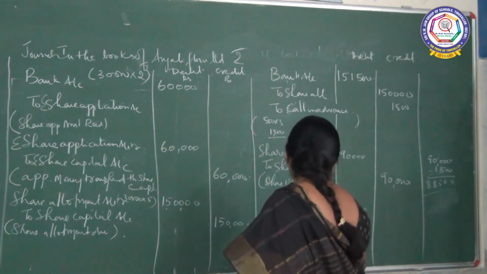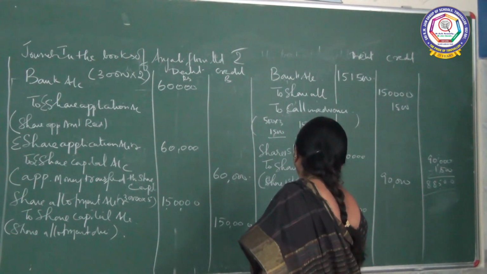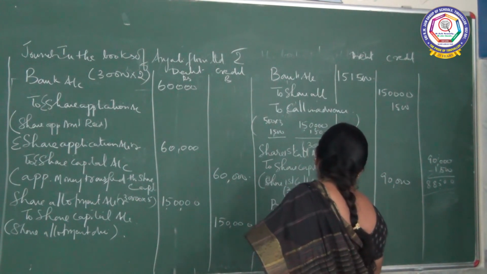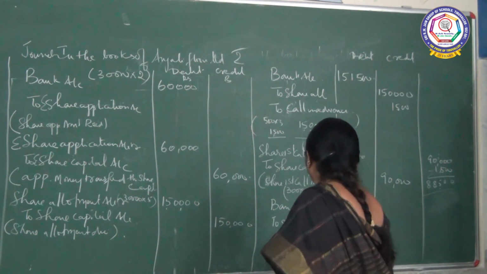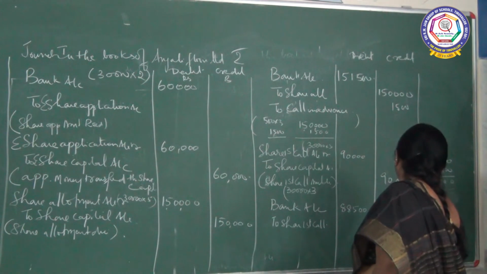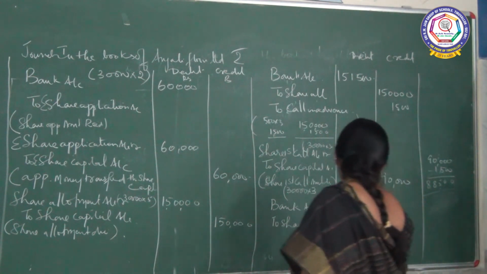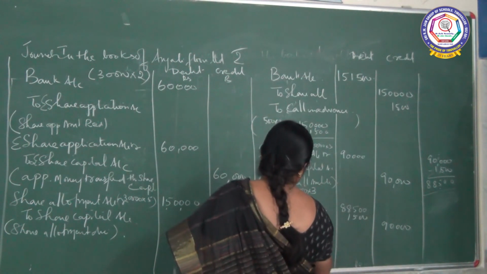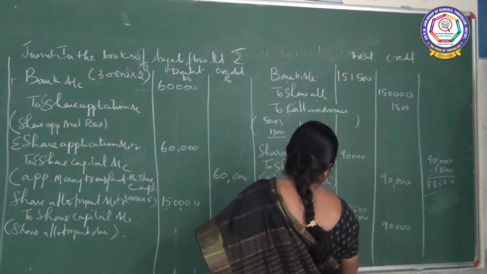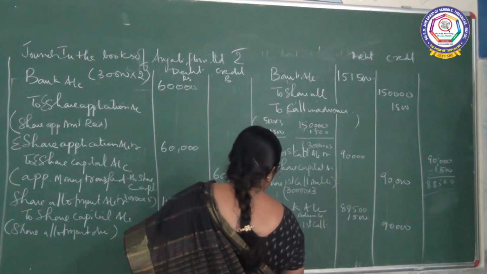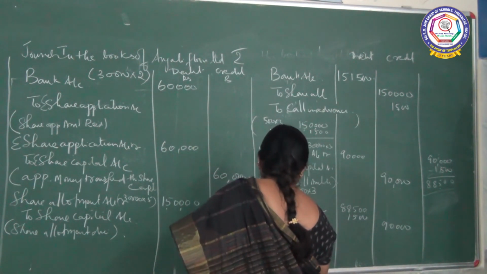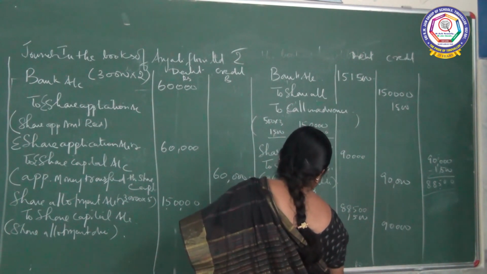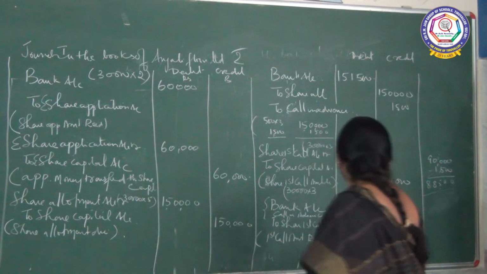So bank account debit, call in advance debit, to share first call. To first call, actually you are supposed to receive 90,000, but where is this money gone? 1,500 has gone towards your call in advance. I hope you understood this. Being first call amount received. I hope you understood this part.